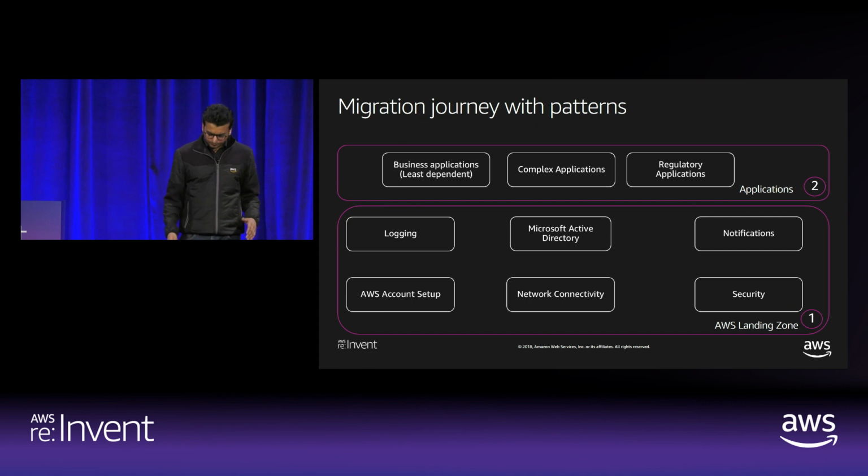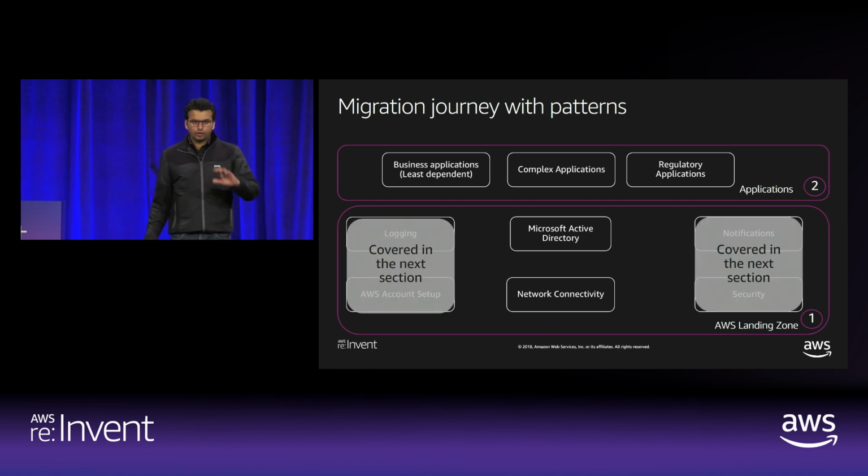Now, while this is true, what I want to start with is talk about patterns and practices for Microsoft applications first, and the underlying dependencies. And with respect to account setup and other things, I'll be covering it in the next section, okay? So here, I'm just talking about these things. The reason being, you're all here for understanding how to migrate your Microsoft applications. So what are the patterns that AWS has? What are the tools that AWS has? So we want to emphasize on that.